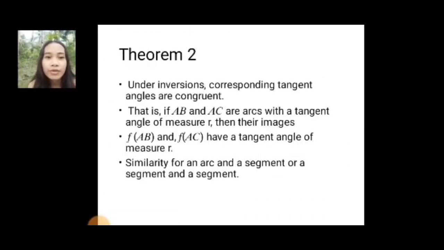So, let's have theorem 2. Under inversions, corresponding tangent angles are congruent. That is, if AB and AC are arcs with a tangent angle of measure R, then their images FAB and FAC have a tangent angle of measure R. So similarity for an arc and a segment, or a segment and a segment.